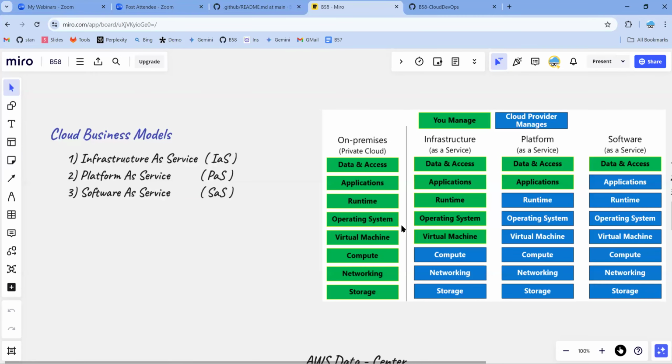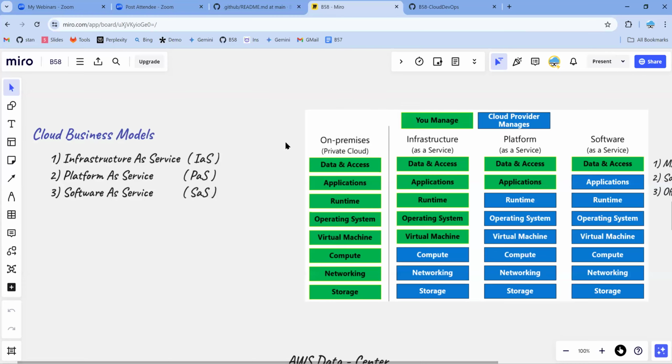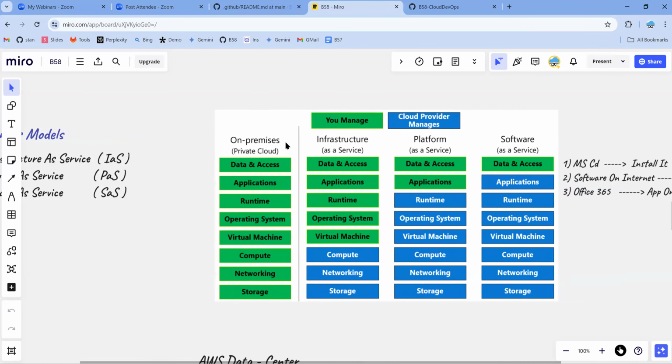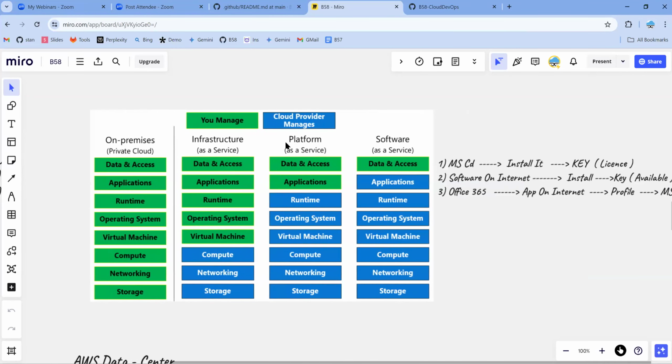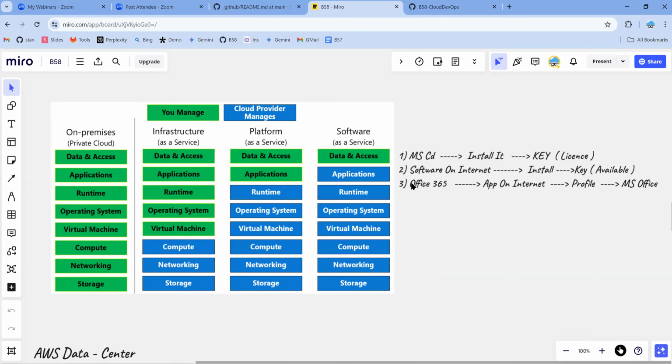Also, cloud is offered in multiple business models. One business model is infrastructure as a service, another is platform as a service, and another is software as a service. We extensively discussed the difference between all three, versus what on-prem is. We also discussed when to use infrastructure as a service, who uses it, which service we are going to use in training, and I gave you some classic examples of software as a service.